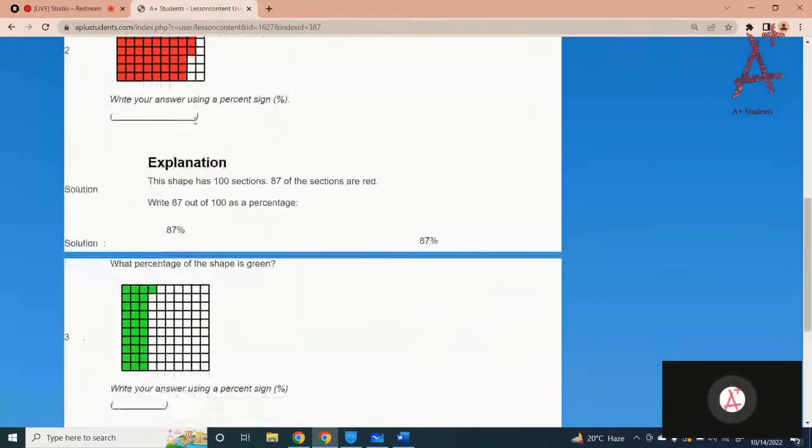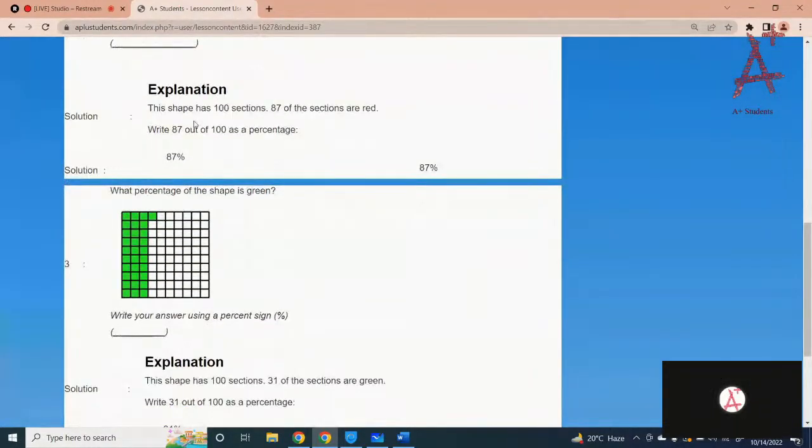Okay, what percentage of the shape is green? So three of the rows are colored and just one square. So 31% of the shape is colored. Got it? Just count the rows that are colored and then the ones in the row that is not completely colored. So that means 31% of the shape is colored. Got it?